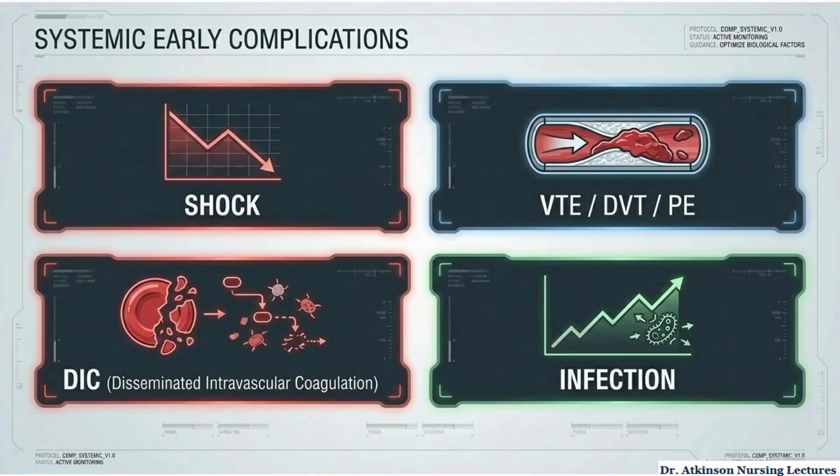Early systemic fracture complications include shock, VTE, DIC, and infection. Major fractures such as femur or pelvic injuries can cause significant internal blood loss leading to hypovolemic shock, requiring close monitoring of vital signs and perfusion. Immobilization increases the risk for DVT and pulmonary embolism, making anticoagulation, compression devices, and early mobility essential. Severe trauma can trigger DIC with simultaneous clotting and bleeding, while open fractures carry high risk for osteomyelitis, requiring strict aseptic technique, antibiotics, and vigilant wound assessment.